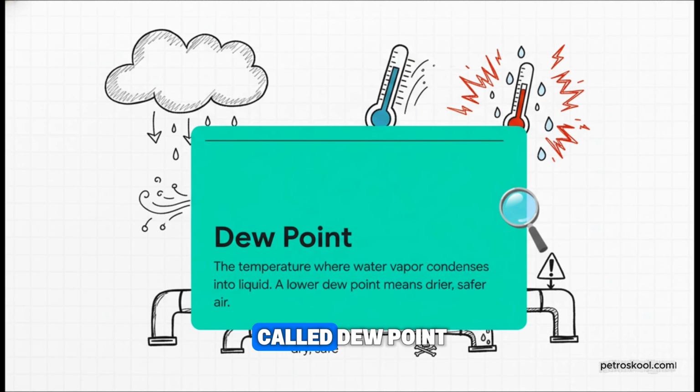We use a term called dew point. It sounds kind of technical, but the idea is really simple. It's just the exact temperature where all that invisible water vapor floating in the air will condense and turn back into liquid water, which is our enemy. All you need to remember is this: a low, steady dew point means your air is dry and safe. If you see that dew point starting to creep up, that is a major red flag.